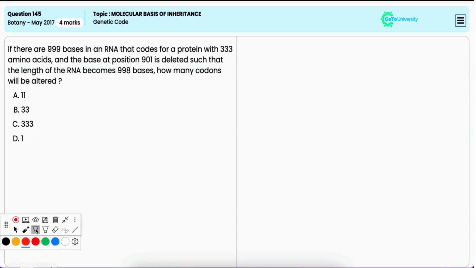In this question, it is given that there are 999 bases in an RNA that codes for a protein with 333 amino acids, and the base at position 901 is deleted such that the length of the RNA becomes 998 bases. So you have to identify how many codons will be altered.